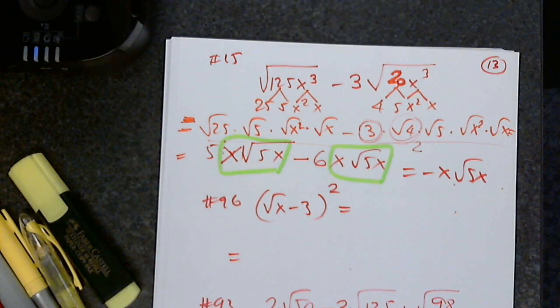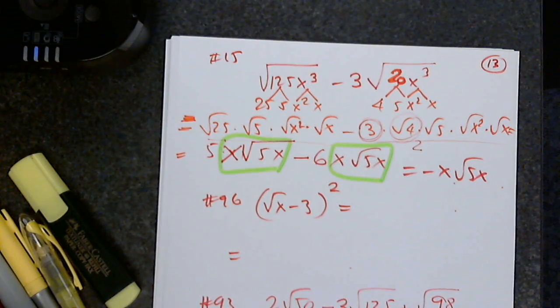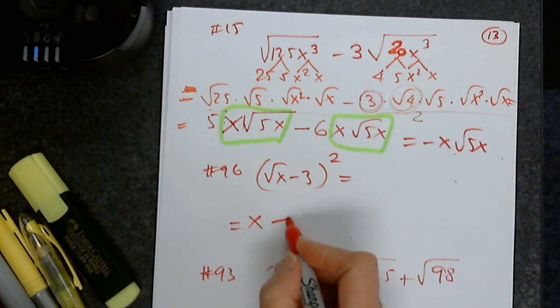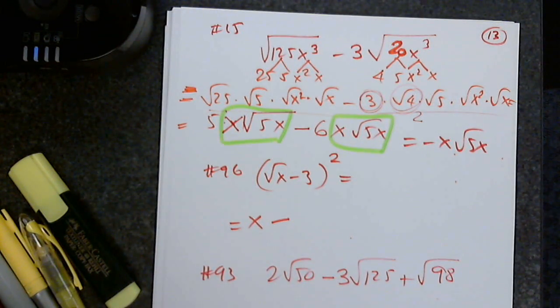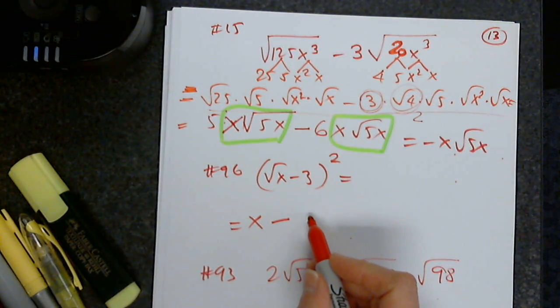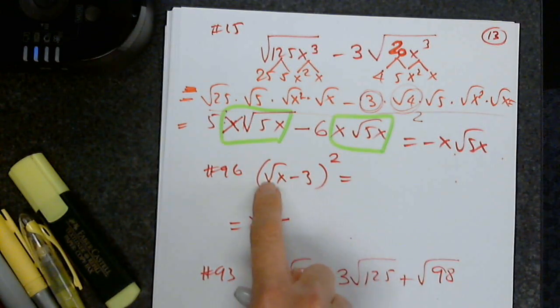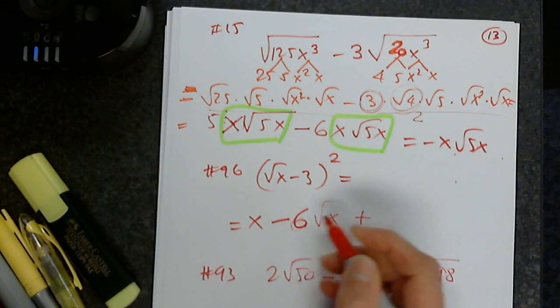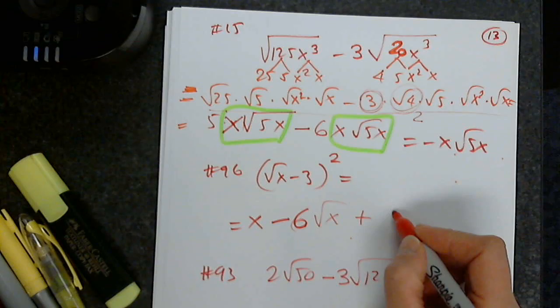The square root of x minus 3, everything squared. Can anyone give us the square root of x minus 3, everything squared? Yes? 2 times the first times the second. Minus? X minus 3 square root x. 2 times the first times the second. 6 the square root of x plus? Plus the second term squared, which is? 6. Good.